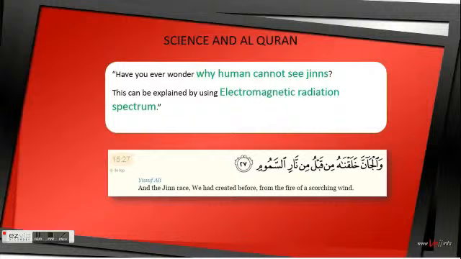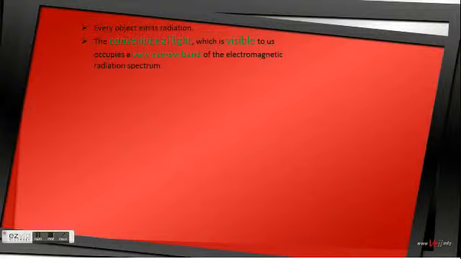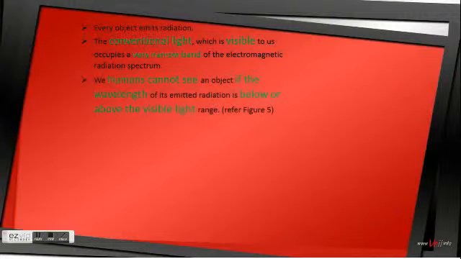1. Every object emits radiation. 2. The conventional light which is visible to us occupies a very narrow band of the electromagnetic radiation spectrum. 3. We humans cannot see an object if the wavelength of its emitted radiation is below or above the visible light range. Refer to Figure 5.